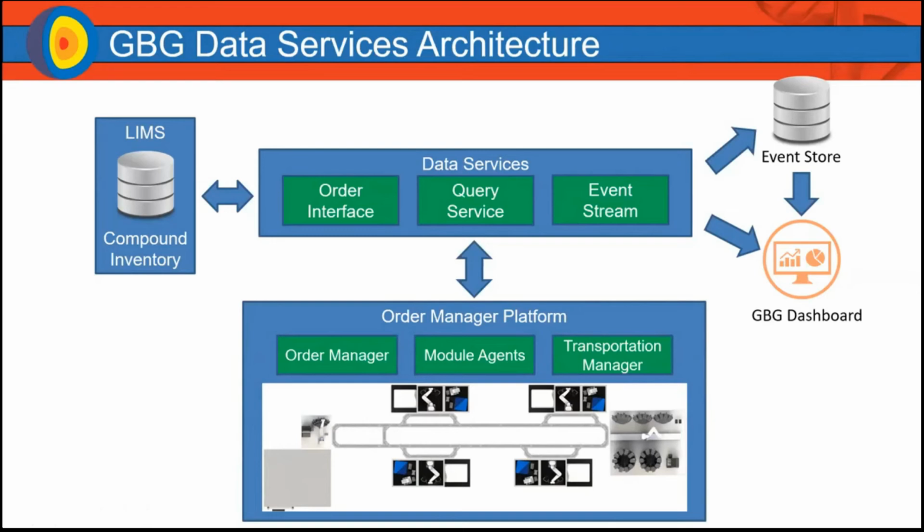At a higher layer is really the data services. All the information being gathered at the platform level goes into the data services, where you now have an order interface into your LIMS system or compound inventory, or even where researchers may submit their orders. You also have the ability to query services to see how things are doing, how instrumentation is running. And you then have that data as part of an event stream, which can say, here's exactly what's happened, how many times, and then make that available in a user visualization tool, which is the GBG dashboard.